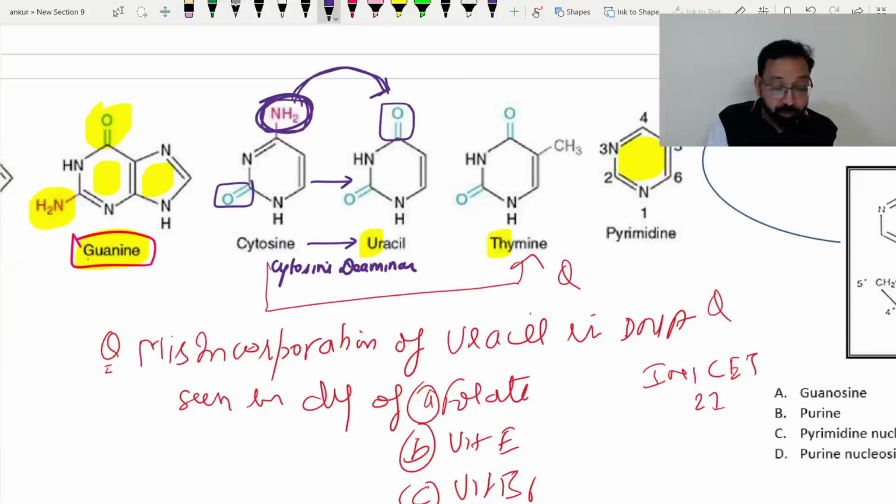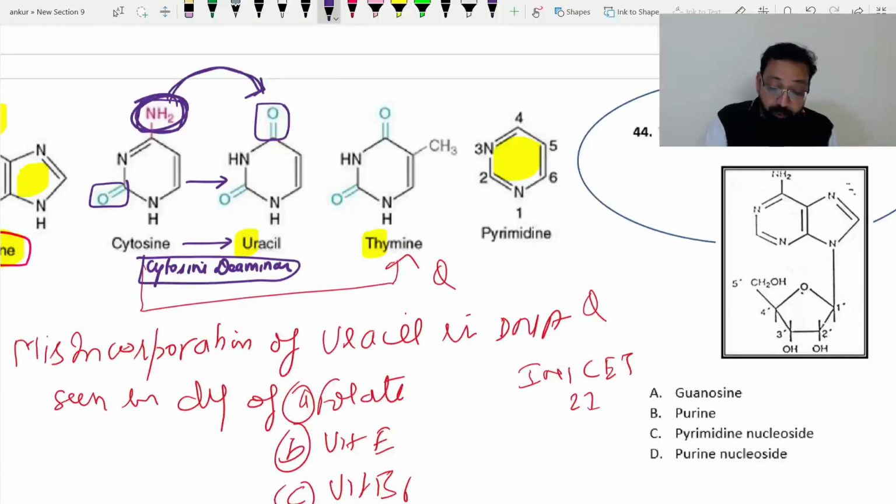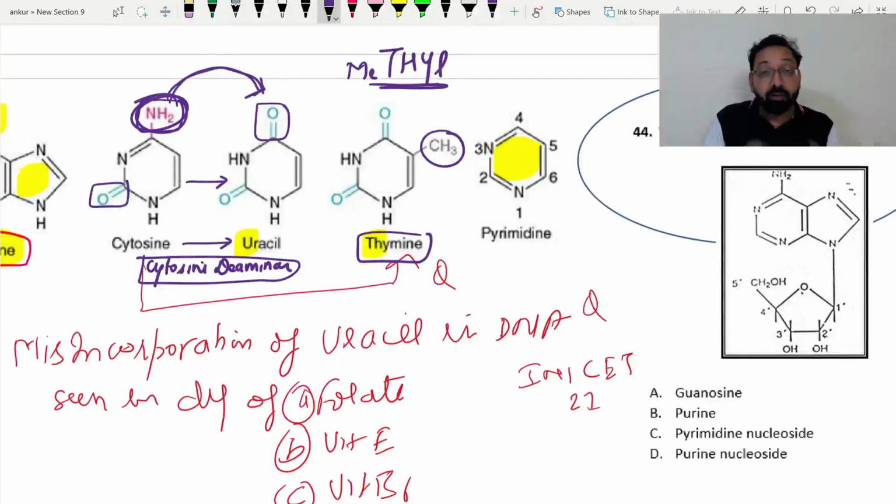Amino group can be converted to keto group by cytosine deaminase. We found that uracil and thymine differ only by a methyl group. Thymine has an extra methyl group, so uracil can be converted to thymine by methylation, and this methyl group comes from folic acid, tetrahydrofolate. So the methyl group donor is folic acid.